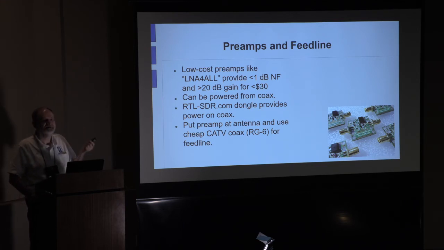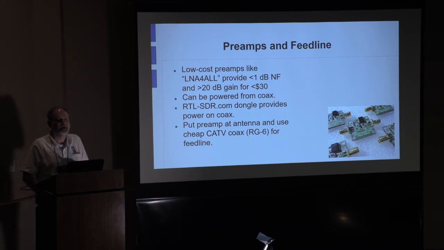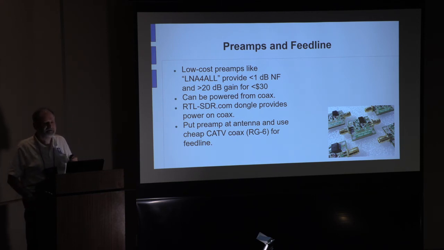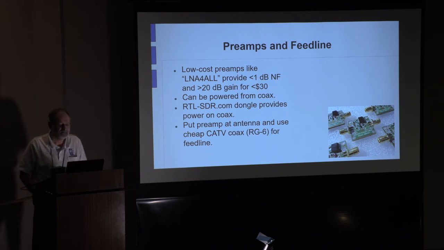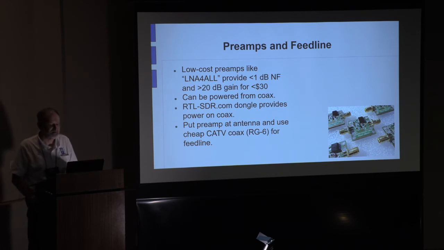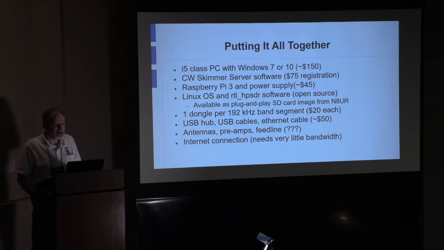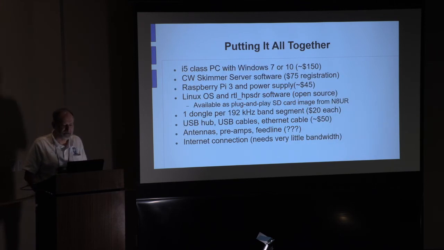Now we can use RG6 or whatever kind of feed line coming down. And what's very cool is the RTL-SDR dongle has the ability to provide 5 volts on its antenna port. So the dongle can feed the preamp, no extra hardware required. So again, we can improve the sensitivity and use cheap feed line to make a system that's very inexpensive and works pretty well.